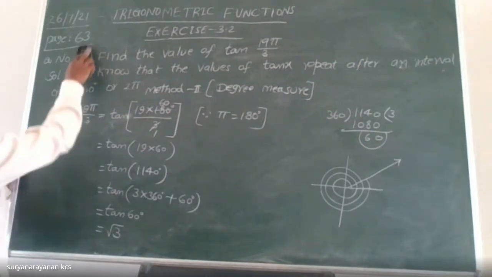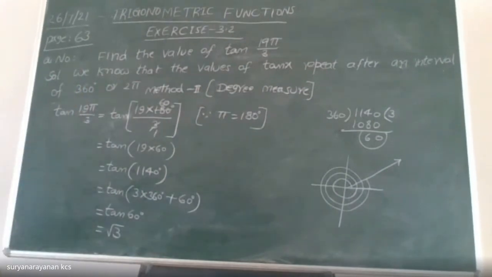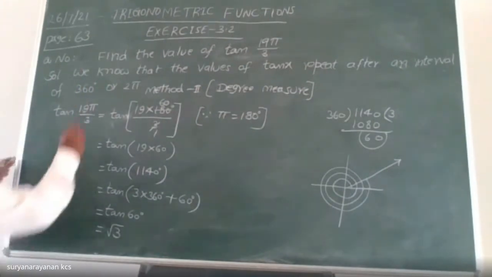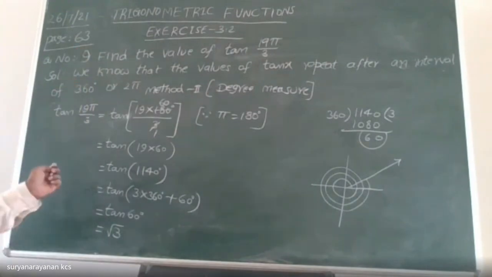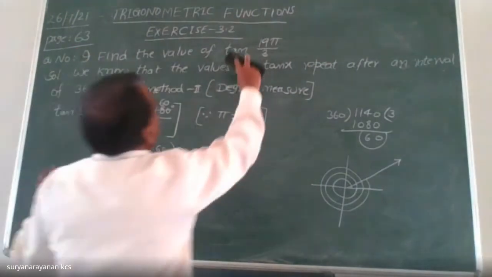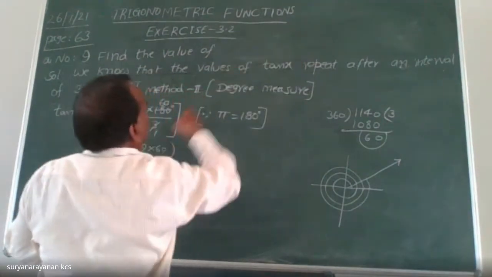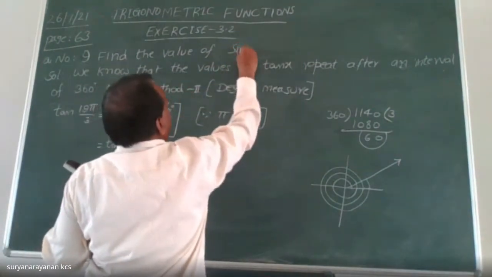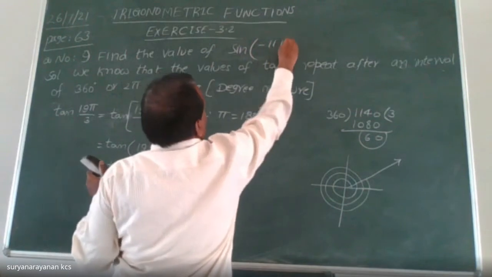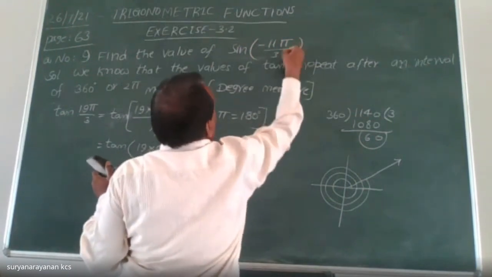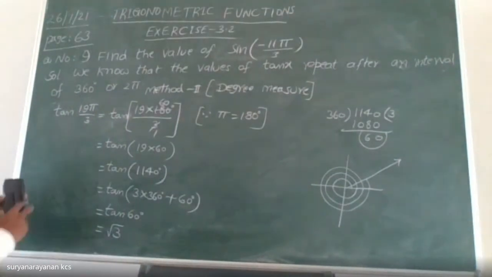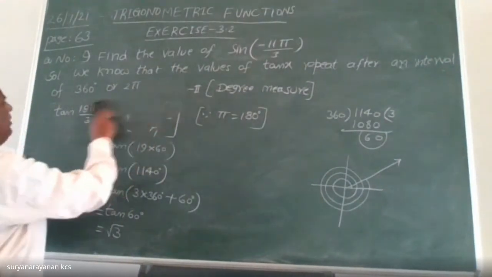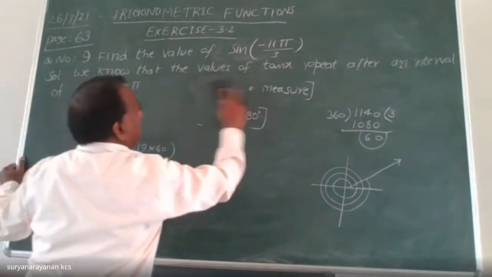Now come to question number 9. Find the value of sine of minus 11 pi by 3.